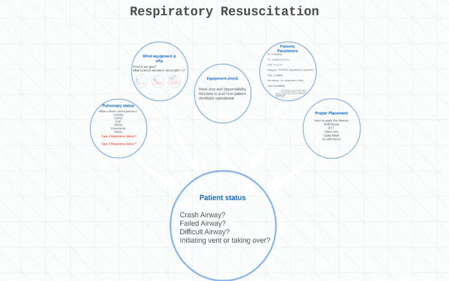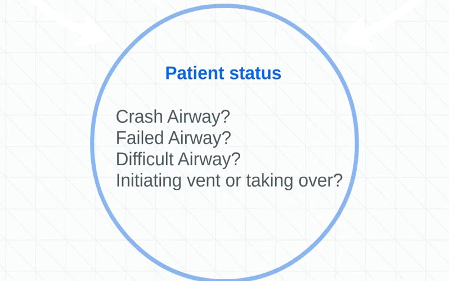This is one aspect. We're going over the respiratory section of how you come about these resuscitations. So you ask yourself, what is the patient's status? Is he a crash airway, failed airway, difficult airway? And those 3 algorithms are actually from the Ron Wall's book, Manual for Emergency Airway Management. An amazing text, and I'm going to try and have those algorithms up on my website, maybe a PDF document where you can actually look at them and sort of follow them. They're amazing. The next question: are you initiating a vent or are you taking over?